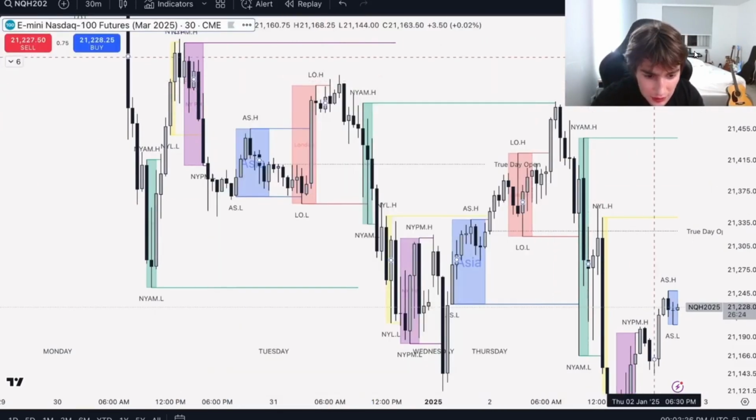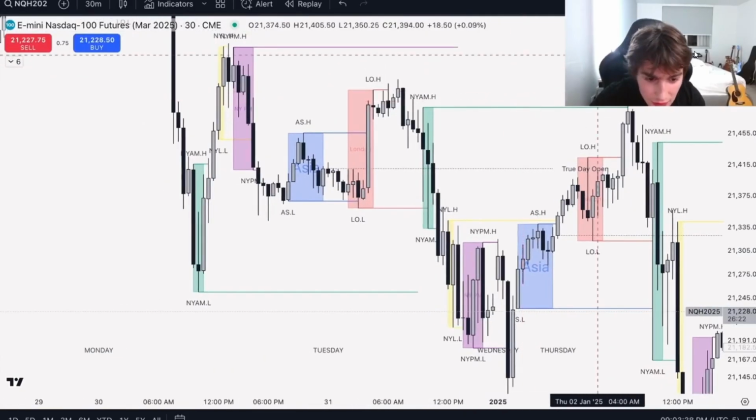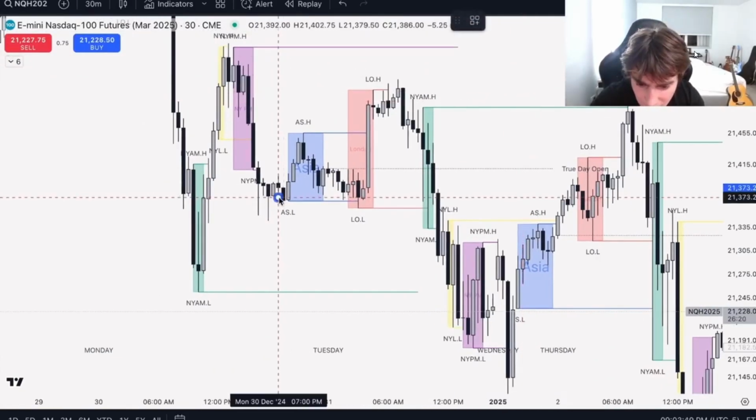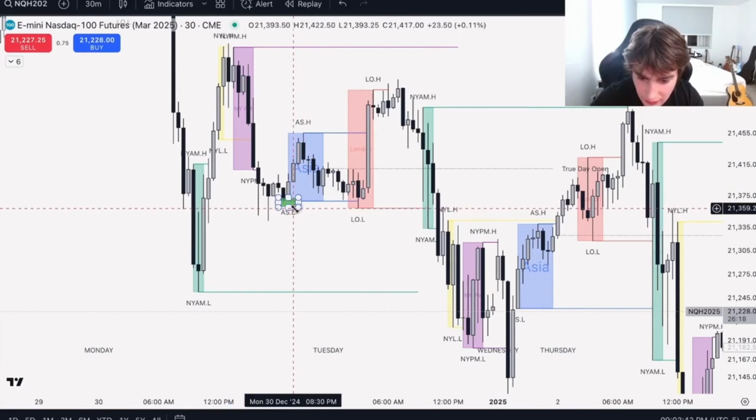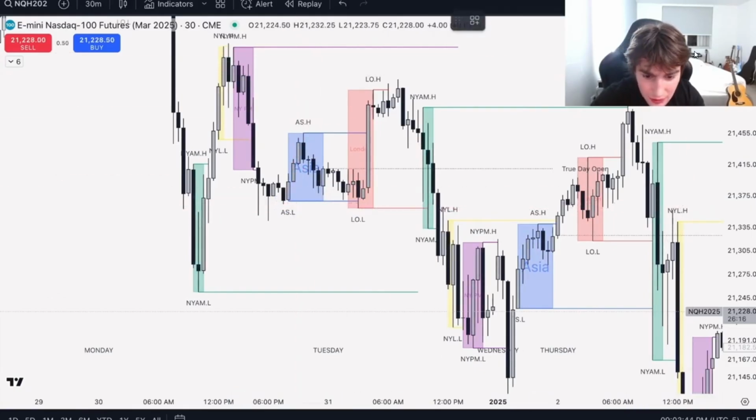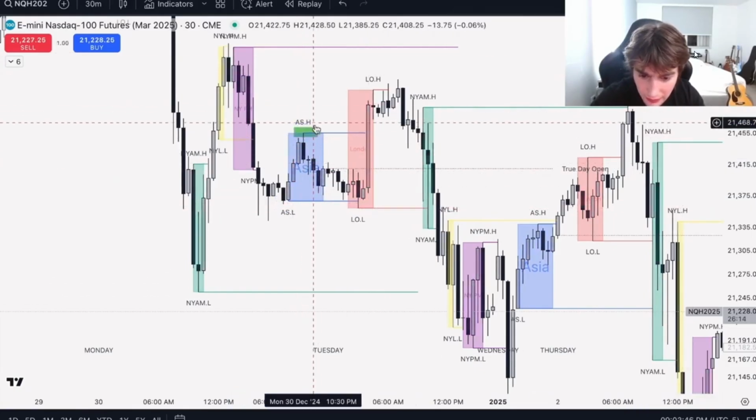Let's look at this a little bit closer. We have Asian session lows right here, and we have Asian session highs right here.